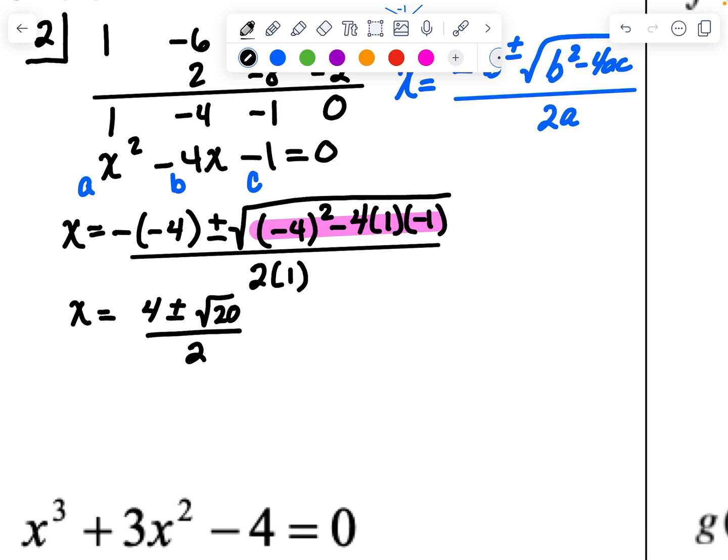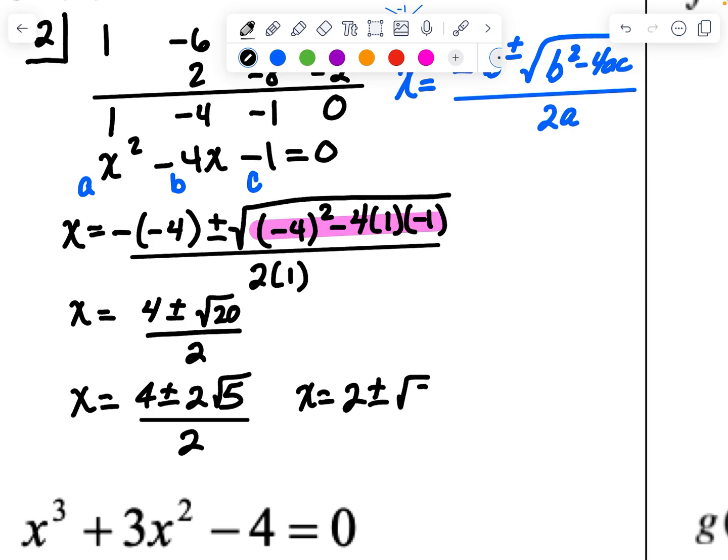The square root of 20 is 2 radical 5. And all those reduced by 2. So x is equal to 2 plus or minus the square root of 5. Okay, so a couple of things on there.